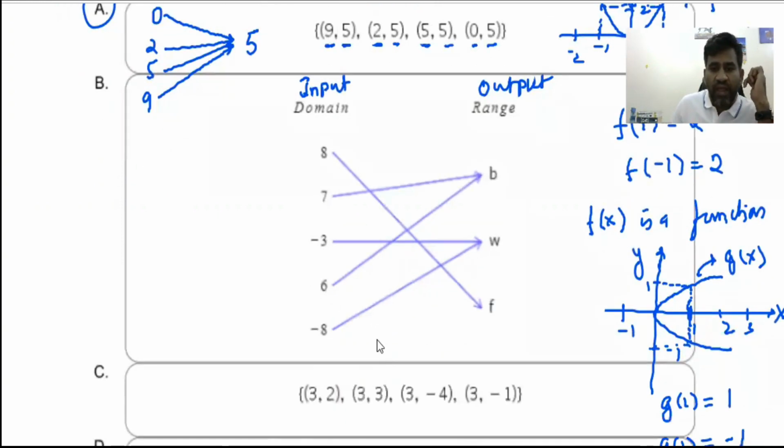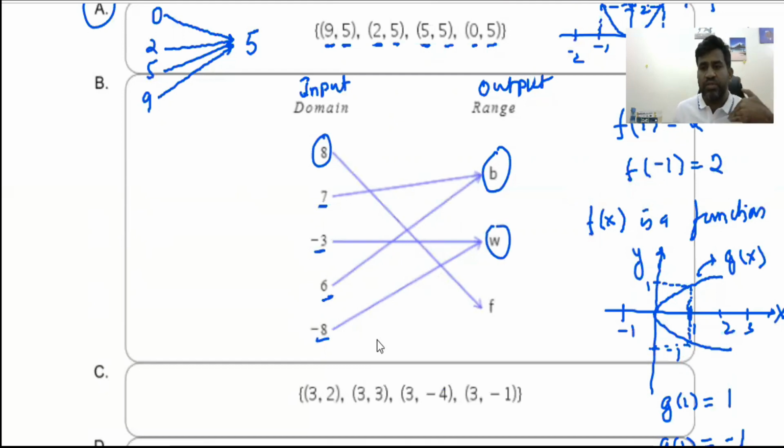So now look here: input is 8 and output is f, input is 7, output is b. It means for the inputs you have either one or multiple outputs. When input is 7, output is b. When input is -3, output is w. When input is 6, output is b, because we have the output b for different inputs. 7 and 6 give you output b, -3 and -8 give you output w. So for different inputs we may have the same output. That is, B is also a function. Option B is also a function.